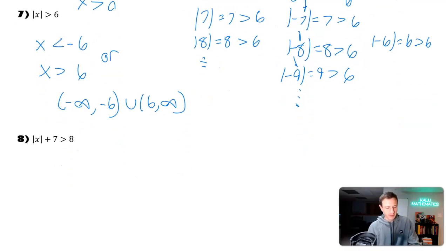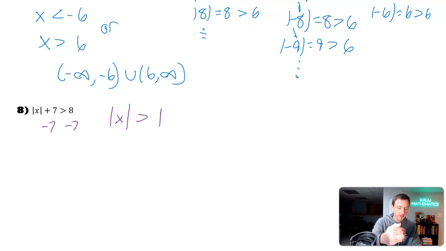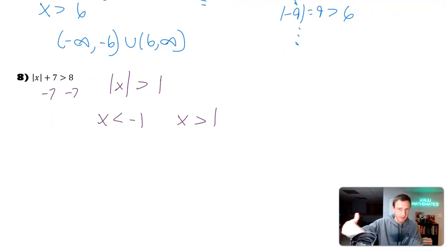But number 8, the absolute value is not by itself, so I have to get that by itself. So we're going to subtract 7 from both sides. I get the absolute value of x is greater than 8 minus 7 is 1. So now the absolute value is by itself. It is a greater than value. So we are going to take x and set it less than -1. We're going to take x and set it greater than 1, because it could be -2, -3, -4, -5, because the absolute value of all of those numbers are going to be a value greater than 1.